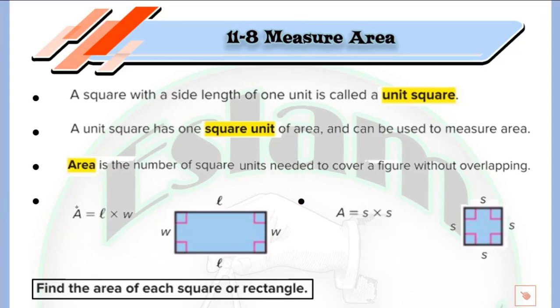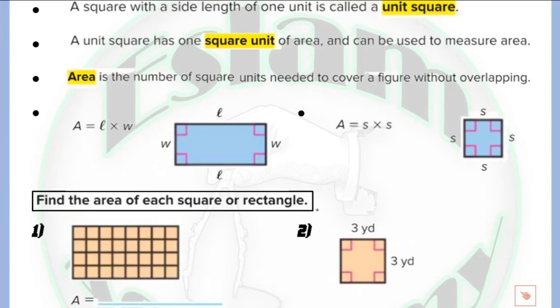So the area of the rectangle is equal to length multiplied by width. But the area of the square is equal to the side multiplied by itself. If we have a rectangle and we need to find its area, it equals length multiplied by width. But for the square it equals the side multiplied by itself.